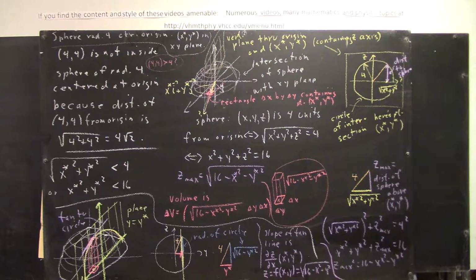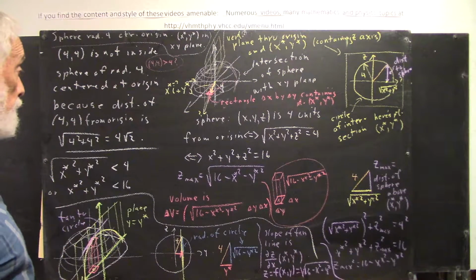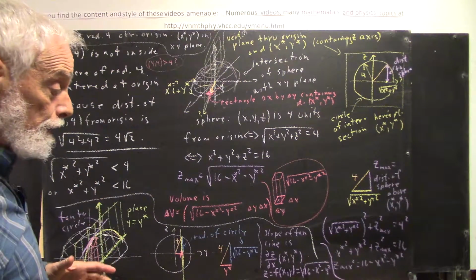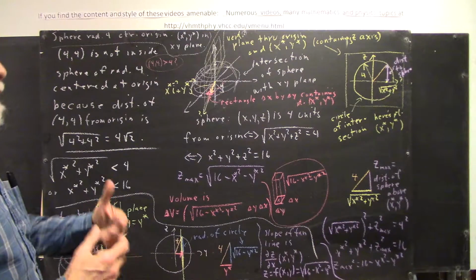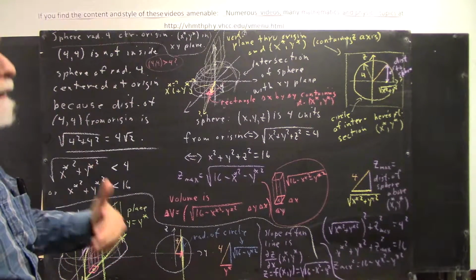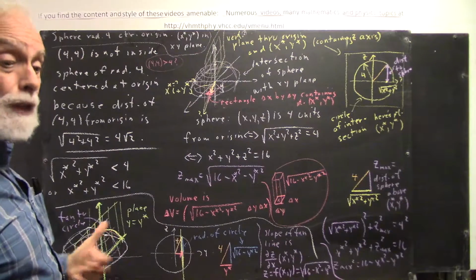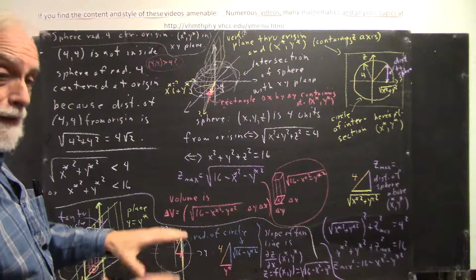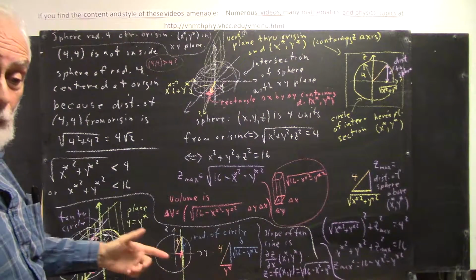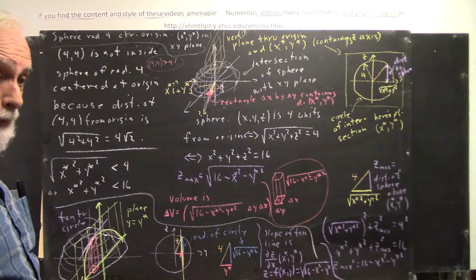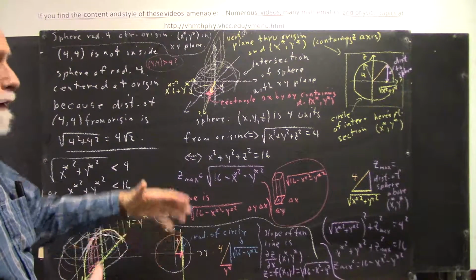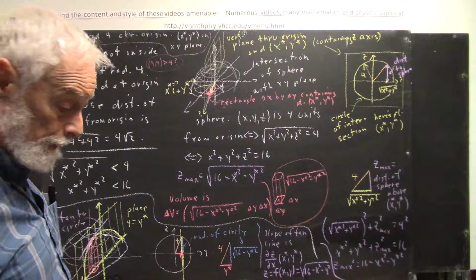Well, the next question was, if you're at a point x star, y star, which is within the sphere, then if you're inside the sphere, clearly the sphere, at least the upper part of the sphere, is above you. Because you're in the xy plane, you get a great circle in the xy plane, everything's symmetric with the xy plane. Clearly there's sphere above you if you're in the xy plane.